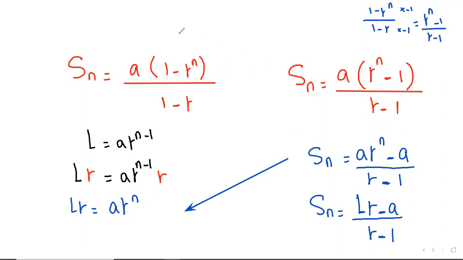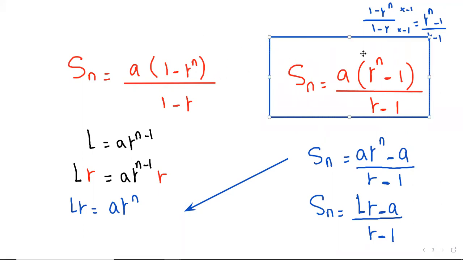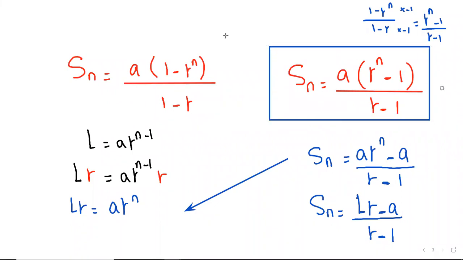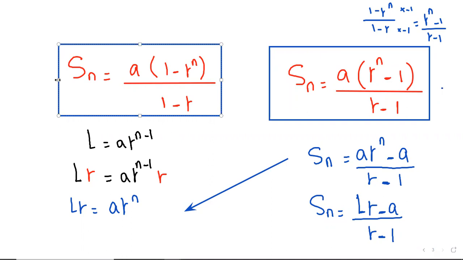So we can say that Sn equals also A multiplied by (R to the power of N minus 1) over (R minus 1). They are the same. Both of them are the same. There is no difference between them. So Sn equals A multiplied by 1, if you start with 1 at the top, start with 1 at the bottom. So it's A multiplied by (1 minus R to the power of N) over (1 minus R), or R to the power of N minus 1 at the top and R minus 1 at the bottom.